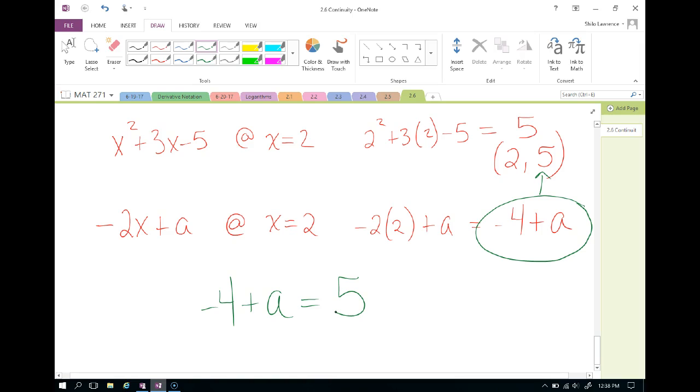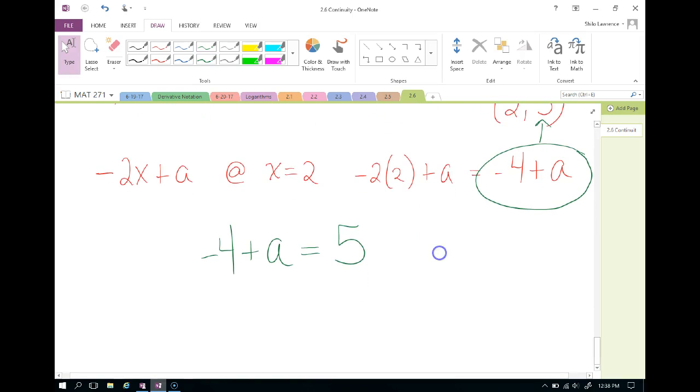So we've got the option to assign the a value to make this true, to make this work. So we can solve for the a that will make this work. I'm going to say negative 4 plus a equals 5. And we're going to solve that. So add your 4 over. And a has to equal 9.